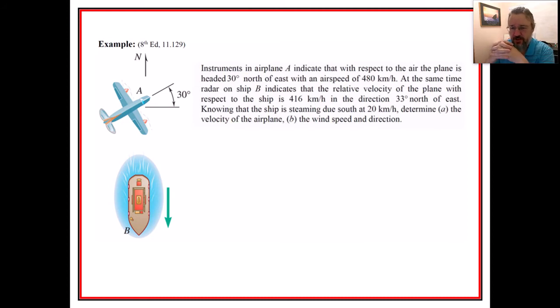The instruments on an airplane indicate that with respect to the air, I'm going to call it wind, the plane is headed 30 degrees north of east with an airspeed of 480 kilometers per hour. At the same time, the radar on ship B indicates that the relative velocity of the plane with respect to the ship is 416 kilometers per hour with a direction of 33 degrees north of east. And we know that the ship is going perfectly south at 20 kilometers per hour. We want to determine the velocity of the wind and the velocity of the airplane.